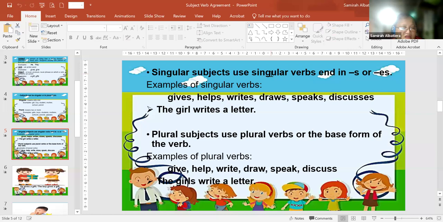Okay, so the girls write a letter. We are talking about a plural subject, which is the girls. And we are going to use the original form of the verb to become a plural verb. Okay. Since it is almost clear right now, who can give me an example using singular subjects?